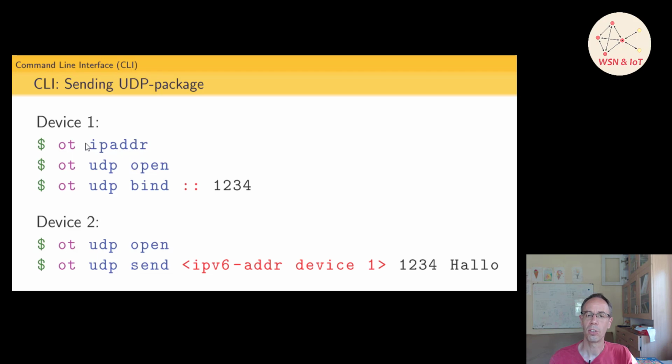First we are checking the IP address of the first device, then we open UDP, then we bind it to all IP addresses, so we accept a packet from all IP addresses and listen to port 1234. And on device 2 we open UDP also, then send to the IP address of device 1 and port 1234 the text hello.